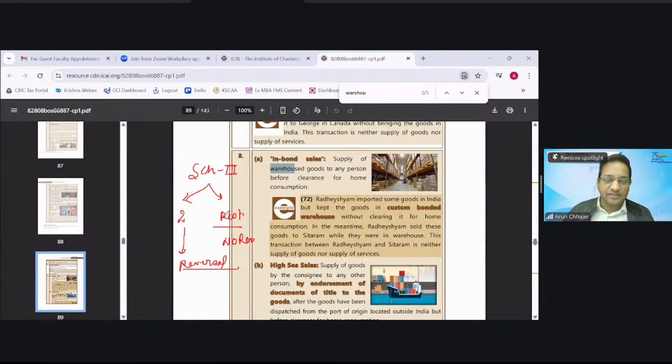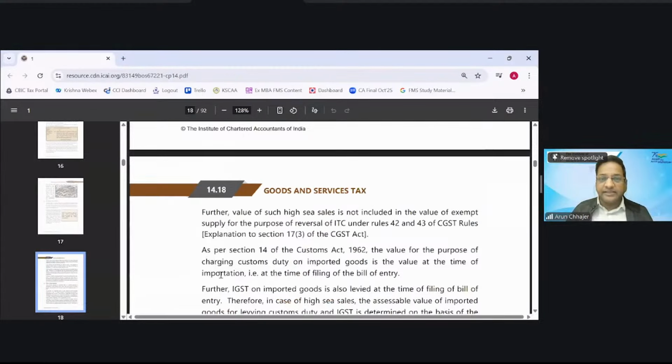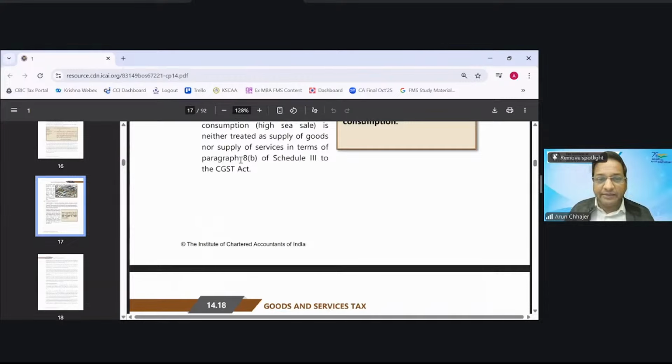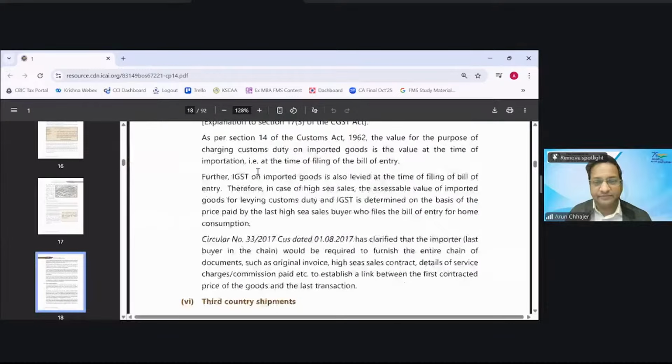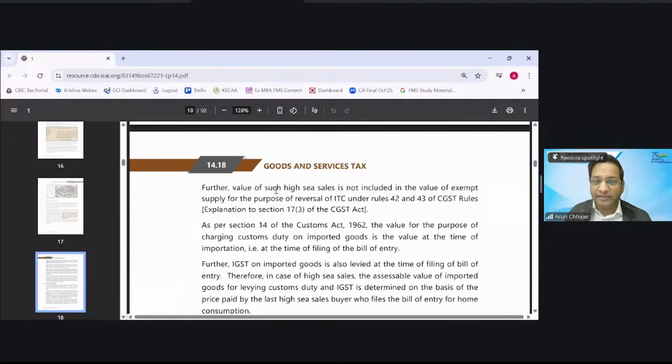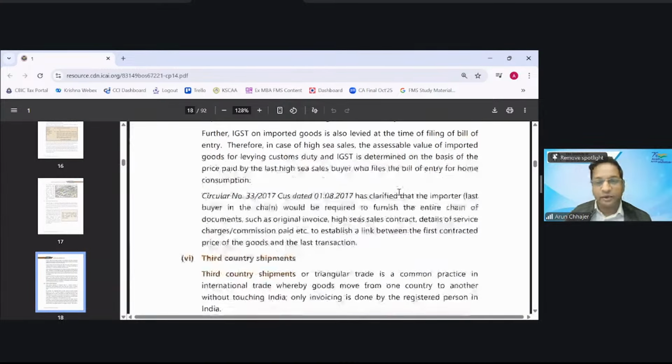Okay. Yes, Sanjay, very true. So let me go back to our chapter. See, they have also covered para 8b of Schedule 3. They have also written Explanation to section 17 subsection 3, which says that high sea sale is not included in the exempt supply for the purpose of reversal of common ITC.